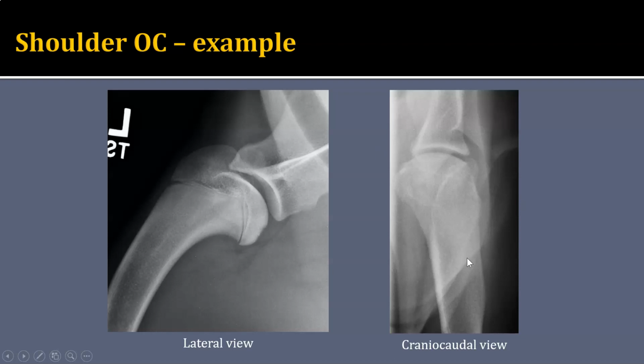Please note that on the craniocaudal view, we can't see any of the abnormalities that we identified. The lesion is going to be superimposed here over the other portions of the humerus, where the tubercles and intertubercular groove are, so we're not going to be able to identify the lesion. So keep in mind, in the shoulder, we want to find the lesion of osteochondrosis in the caudal aspect of the humeral head, and we're going to need the lateral view to identify the lesion.